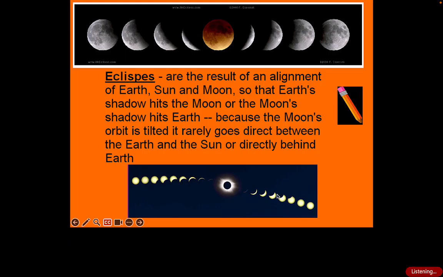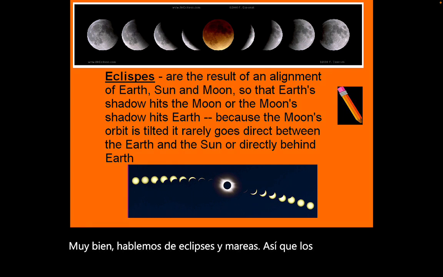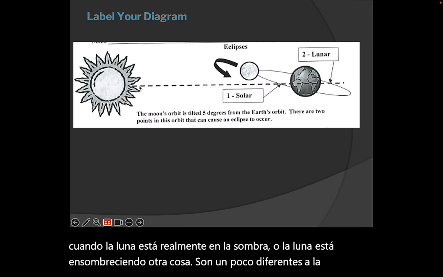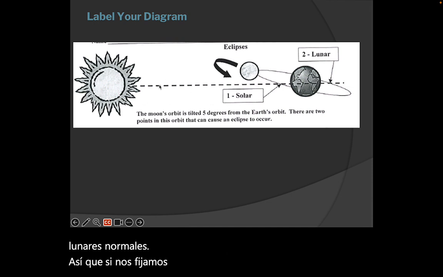All right, let's talk about eclipses and tides. So, eclipses are when the moon is actually in shadow or the moon is shadowing something else. They're a little bit different than your regular moon phases. If you look at this diagram here, this is a view from out in space if we were beside our solar system looking in.